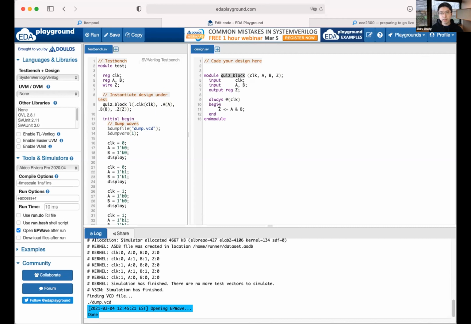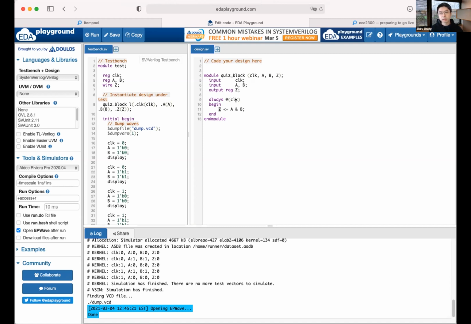In the always block, just to remind you, if you have something on the left-hand side being assigned or written, we need reg. So for all the signals being written in the always block, we need reg. And you cannot have the same signal written in more than one always block. That's going to cause conflict. Again, everything's concurrent.